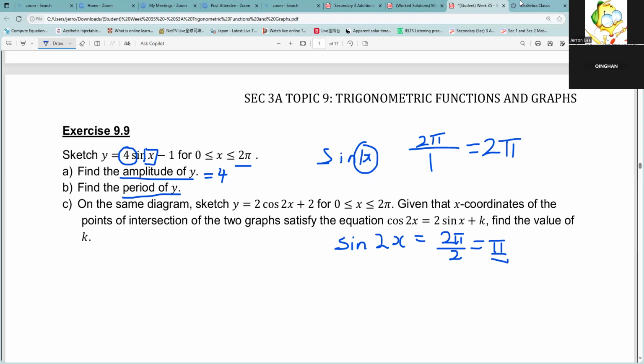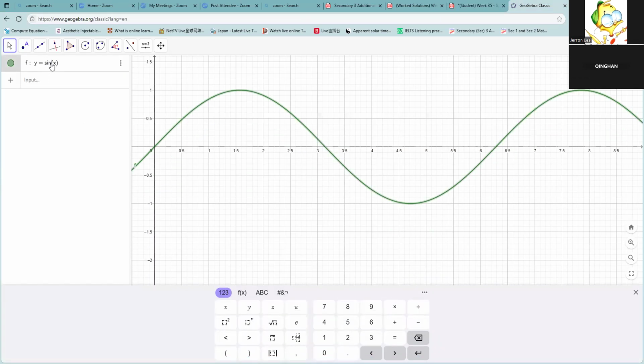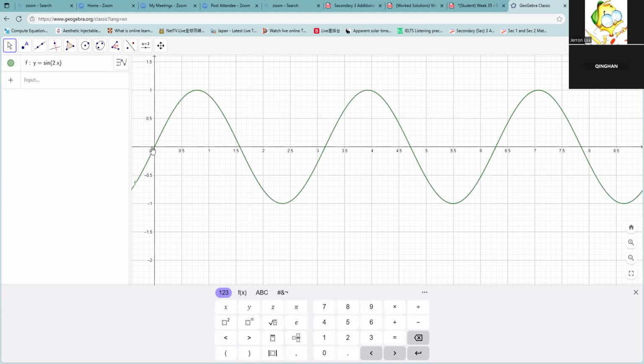So I'm going to convert it for you to see again. Now let's change this to 2x. Okay. So now you see the period. Look at the period. Look at the graph visually. You notice it goes up, goes down at 3.14 instead of 6.28. Why? Because it has changed the period.